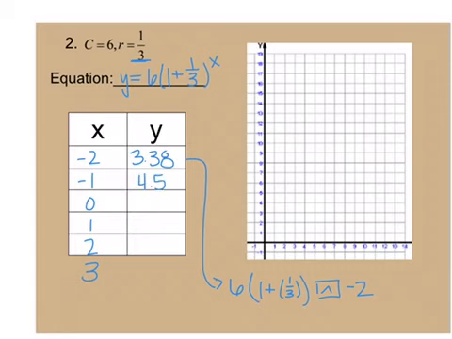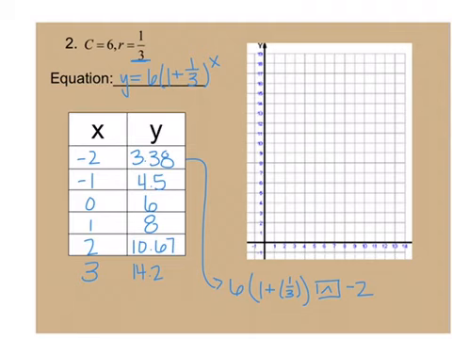0, remember, is our y-intercept or our starting point. Well, I can look at my equation and see that right away. It's my c value, so 0 is 6. Plug in a 1, I got 8. 2 gave me 10.67. And 3 gave me 14.2. Again, really make sure that you are checking this on your calculator so that you know you're plugging it in right. So I'm going to graph this now.